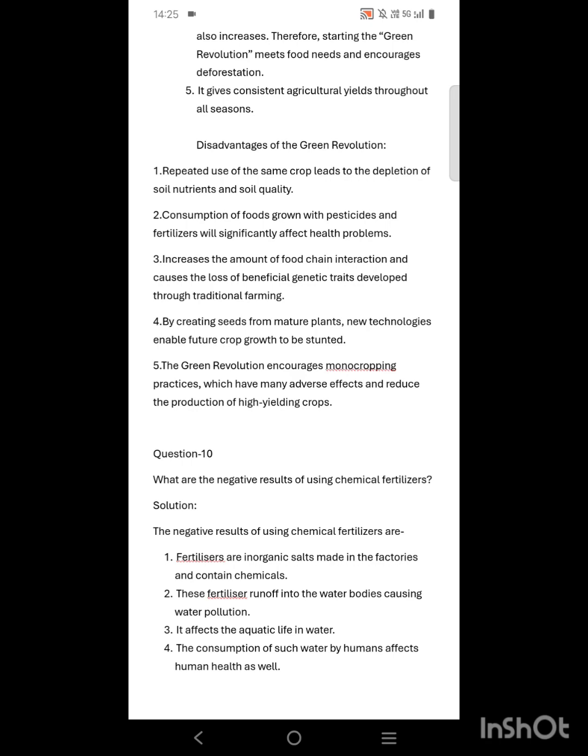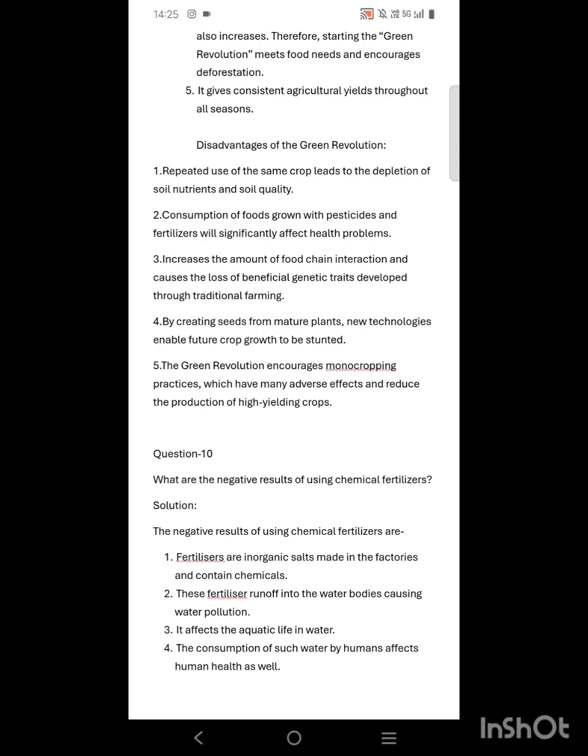Number 3. Increases the amount of food chain interaction and causes the loss of beneficial genetic traits developed through traditional farming. By creating seeds from mature plants, new technologies enable future crop growth to be stunted. The Green Revolution encourages monocropping practices, which have many adverse effects and reduce the production of high yielding crops. So, when the farmers are growing the same crop every season, it is actually destroying the soil nutrients as well as the soil quality.